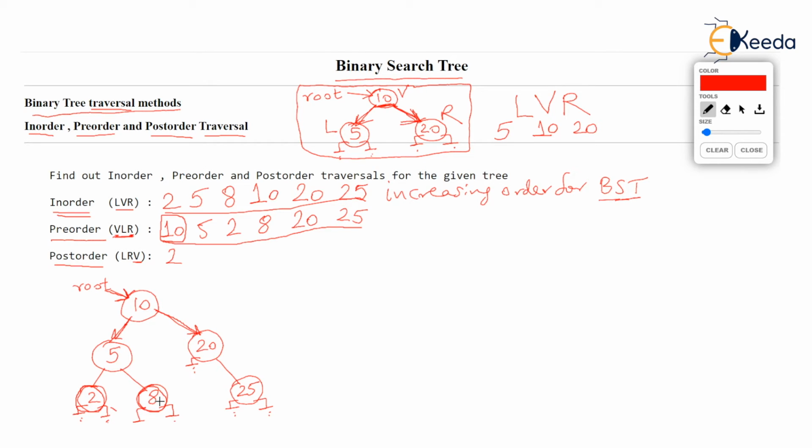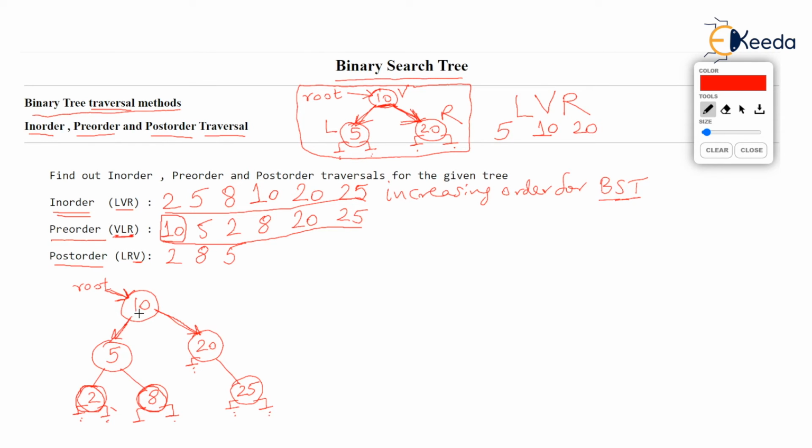We can print 8 because 8's left and right are anyway null. Now you observe for 8 we have finished L, R, V. So we should now go back to 5. For 5, we have finished the left branch, that is 2. We have finished the right branch, that is 8. Time to print the vertex. LRV, V gets printed last. So 5 gets printed. After printing 5, we will backtrack to 10.